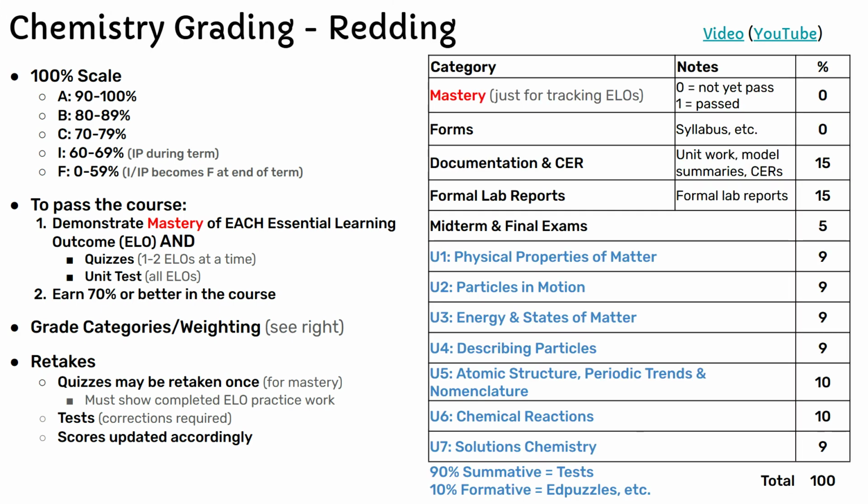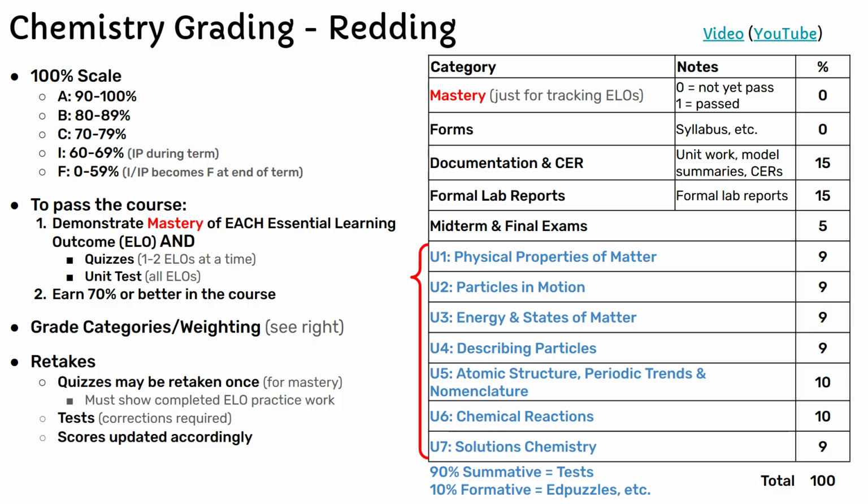Over here on the right, you can see the grade breakdown for the categories in ARIES. The mastery category is just for tracking the ELOs, and what you're looking for is a 1, which would indicate that you've passed the ELO, whereas a 0 means that you've not yet passed it. Because this is just a checklist, it does not count toward your overall grade, but it is, of course, important to see whether or not you're actually passing.